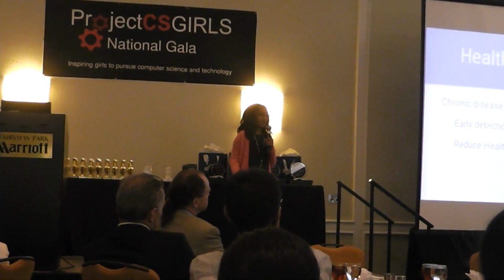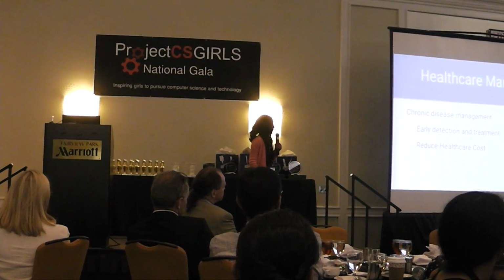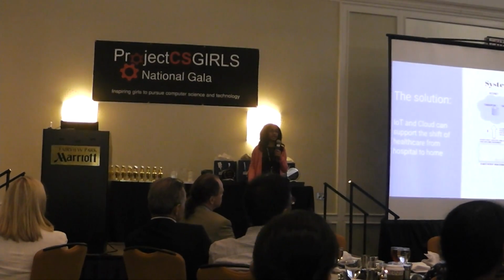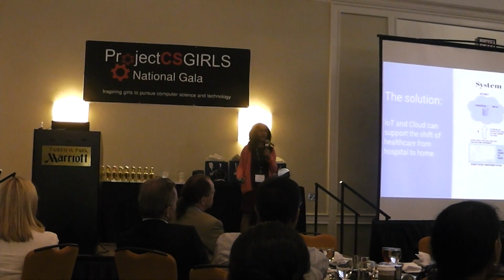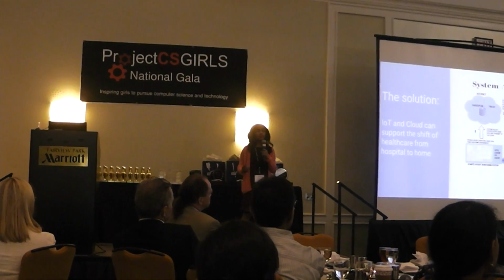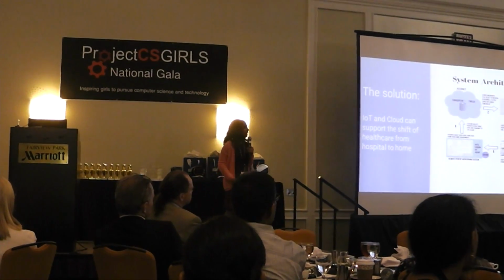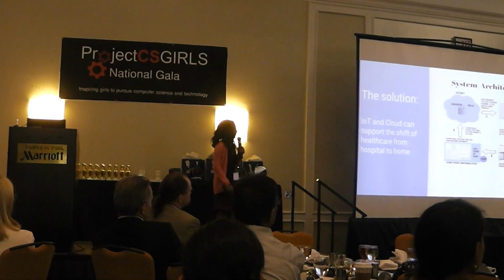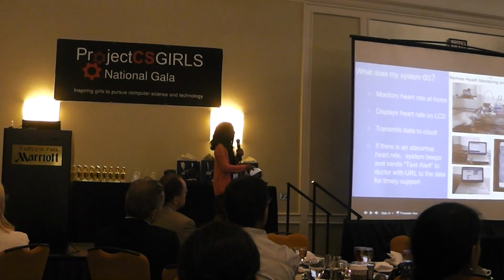So chronic disease management requires early detection and treatment, which can eventually reduce healthcare costs. So the solution is that technologies such as IoT and cloud can be used to create systems like mine that support the shift of healthcare from hospitals to your home environment. This is a diagram of my system architecture that I created. In the next slide, I'll tell you more about what my system does.